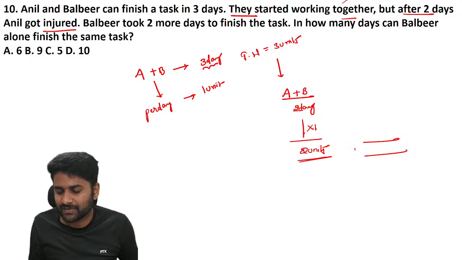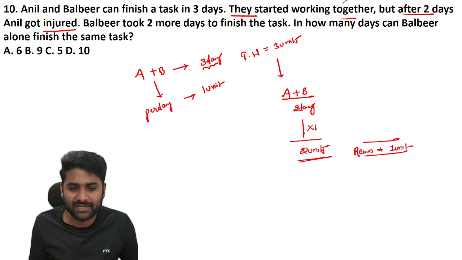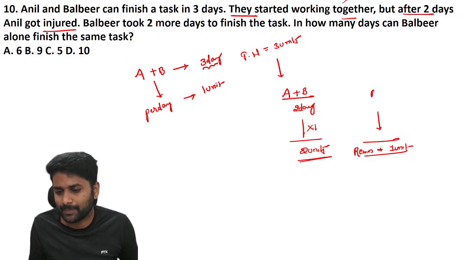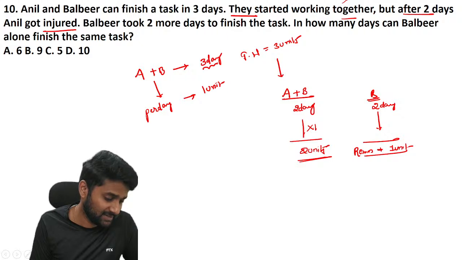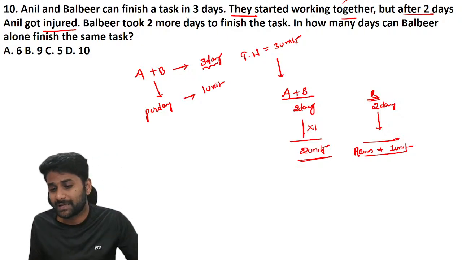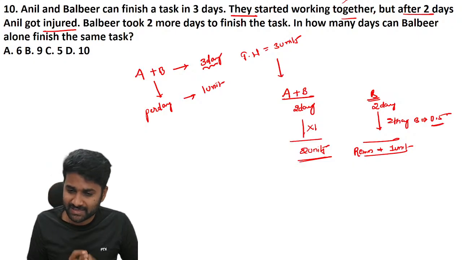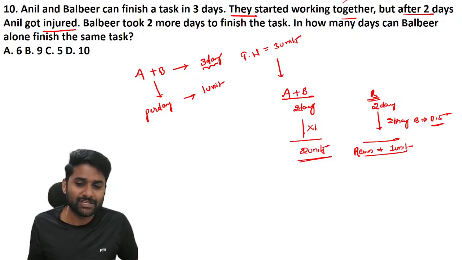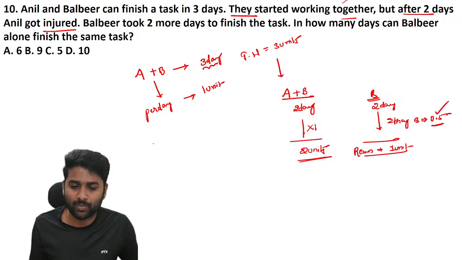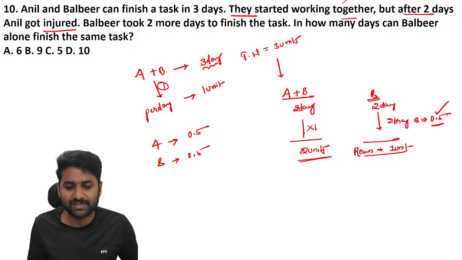Now how many units are left? The remaining is 1 unit. They clearly mention that A got injured, then Balbir is working, and Balbir takes 2 more days to complete the remaining work. For that 1 unit, Balbir takes 2 days. It means the efficiency of Balbir is 0.5 per day. That's why he takes 2 days for 1 unit. So out of 1 unit, the efficiency of A is 0.5 and the efficiency of B is 0.5.